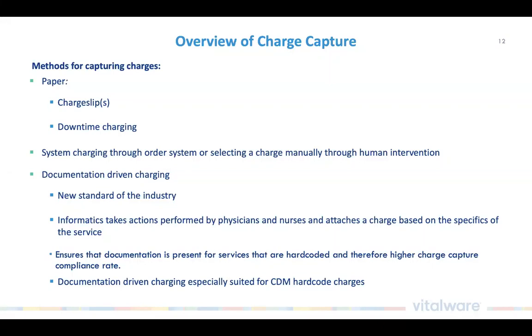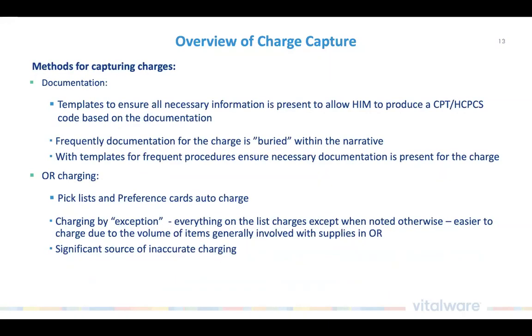So documentation-driven is especially suited for all the hard-coded CDM items. Other documentation are templates that ensure the information is present to allow HIM to code based on documentation. This would be your soft code. So there's an ER level for lacerations, simple and complex. You have to have templates that are going to allow HIM, and you work with HIM to come up with a template to get all the necessary documentation to be able to create that charge.